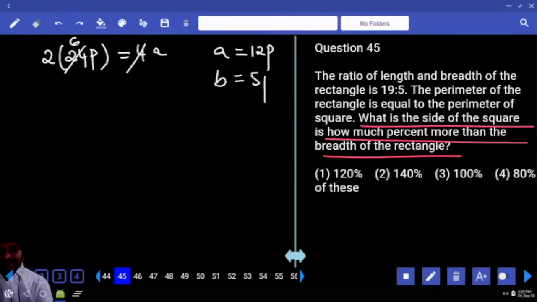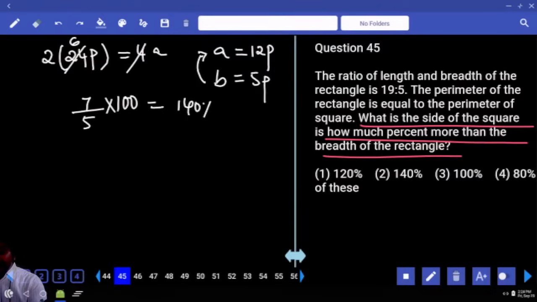Breadth of the rectangle is 5 parts. Side is what percentage more than the breadth of the rectangle? 7 parts upon 5 parts into 100 percentage, that is 140 percentage. Clear?